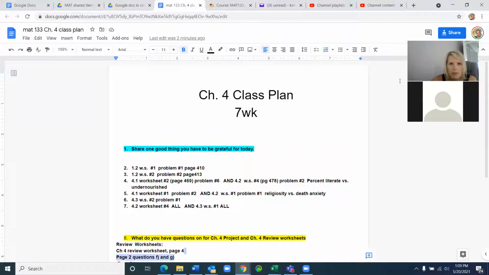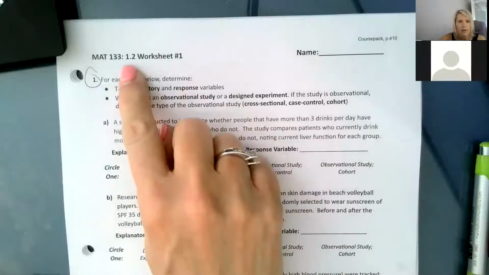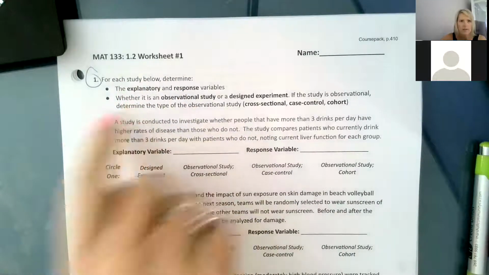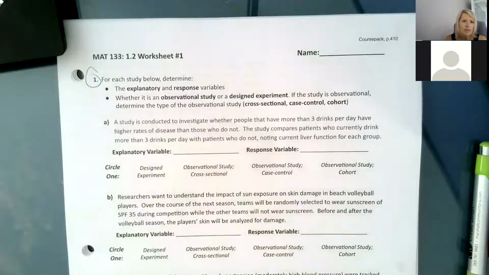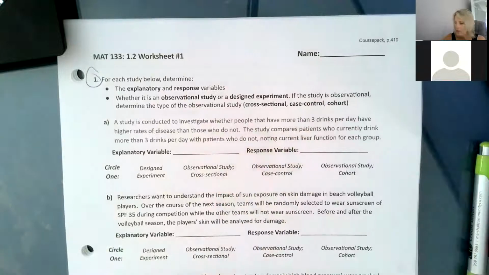So I'm going to go ahead and share my paper here for everyone. So we're starting on page 410 in your course pack. It's worksheet from lesson 1.2, worksheet number 1, and I'm going to do question number 1 first. So it says, for each study below, determine the explanatory and response variable, whether it is an observational study or designed experiment. If the study is observational, determine which type. Is it cross-sectional, case control, or cohort?